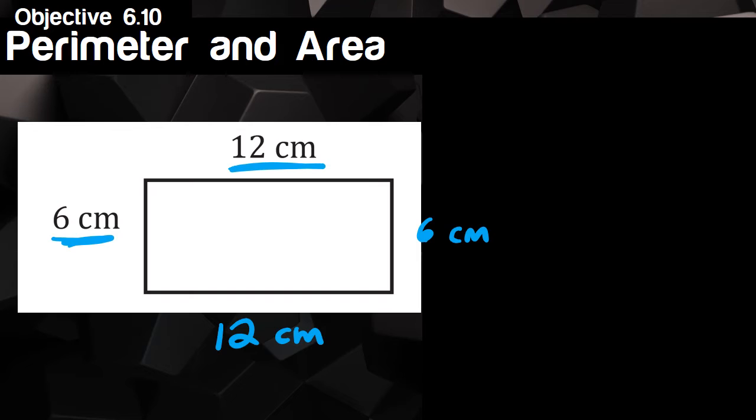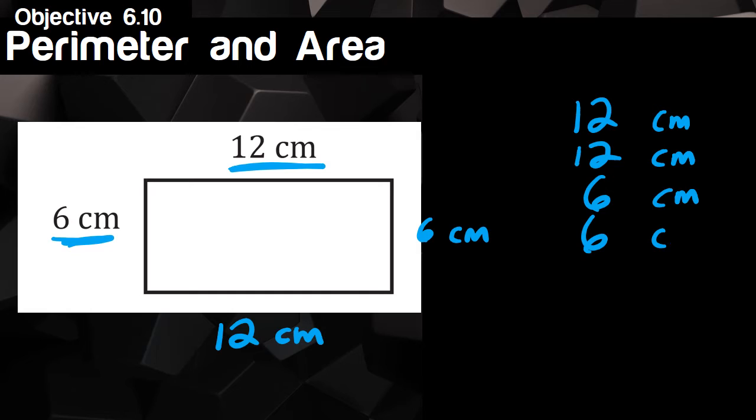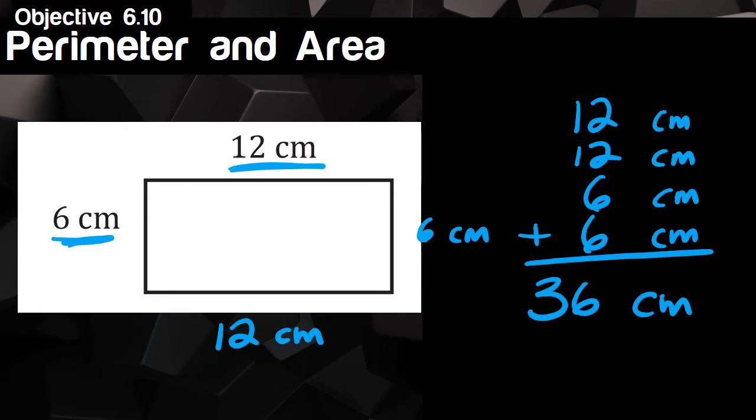So what we can do is we can go ahead and add these totals together. 12 centimeters plus 12 centimeters plus 6 centimeters plus 6 centimeters. When we add these together, this gives us the perimeter would be 36 centimeters, because all we did was 12 plus 12 is 24, 24 plus 6 is 30, 30 plus 6 gives us 36 centimeters.